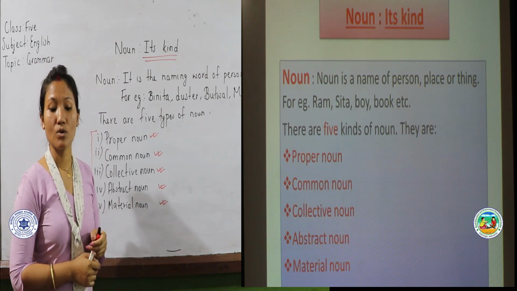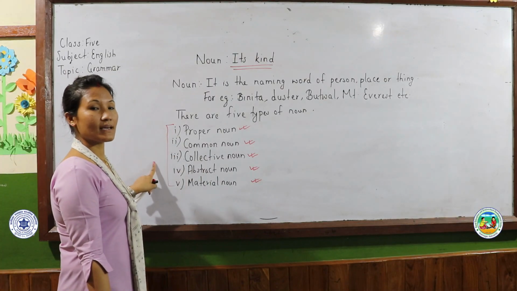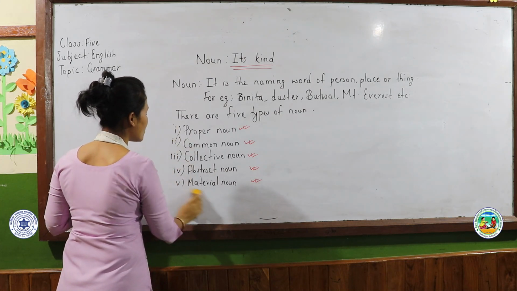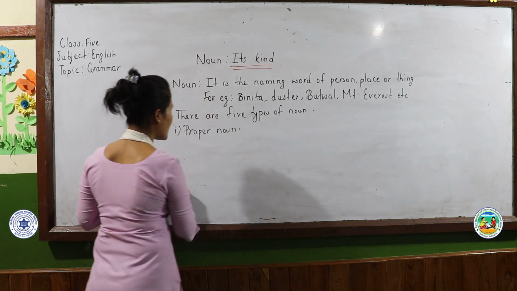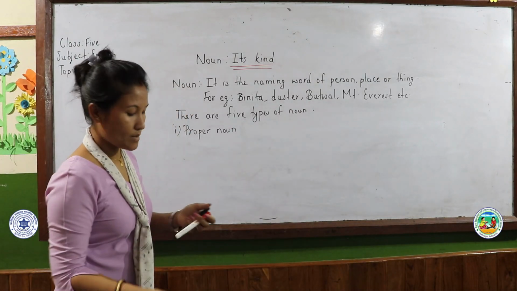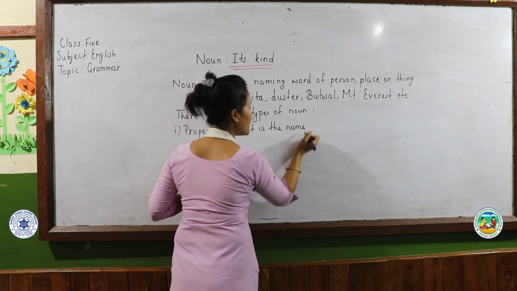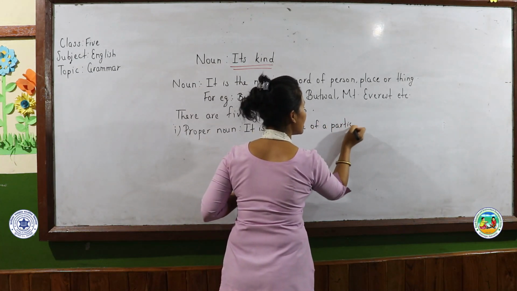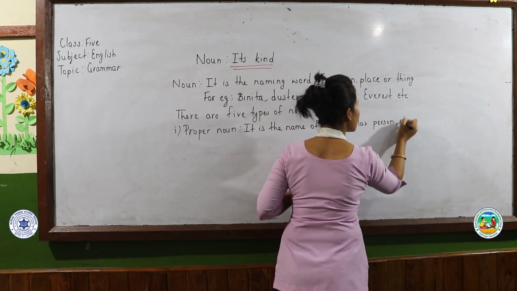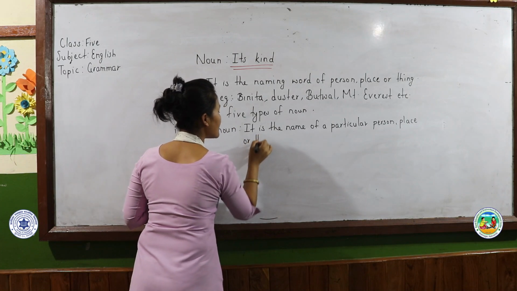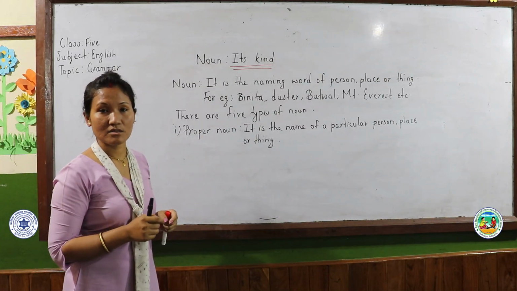Okay, now at first let's go to proper noun. I guess you have already copied this in your notes. Now at first let's go to the first type of noun, that is proper noun. What do you mean by proper noun? Proper noun is the name of a particular person, place or thing.